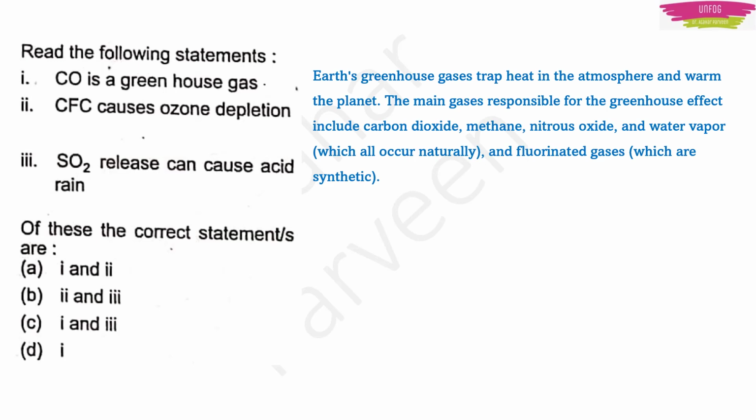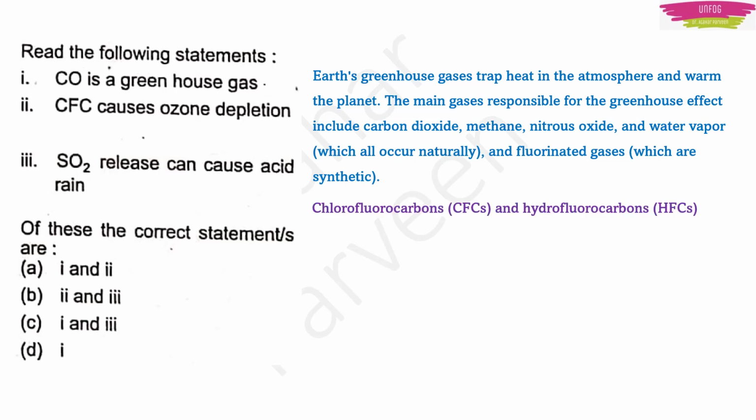See here, Earth's greenhouse gases trap heat in the atmosphere and warm the planet. Okay, so they are troubling the planet. The main gases responsible for the greenhouse effect include carbon dioxide, methane, nitrous oxide and water vapor, which occur naturally, and mainly fluorinated gases, which are synthetic. These are the main gases responsible for the greenhouse effect. So carbon monoxide is not there in the list, so that option will be wrong.